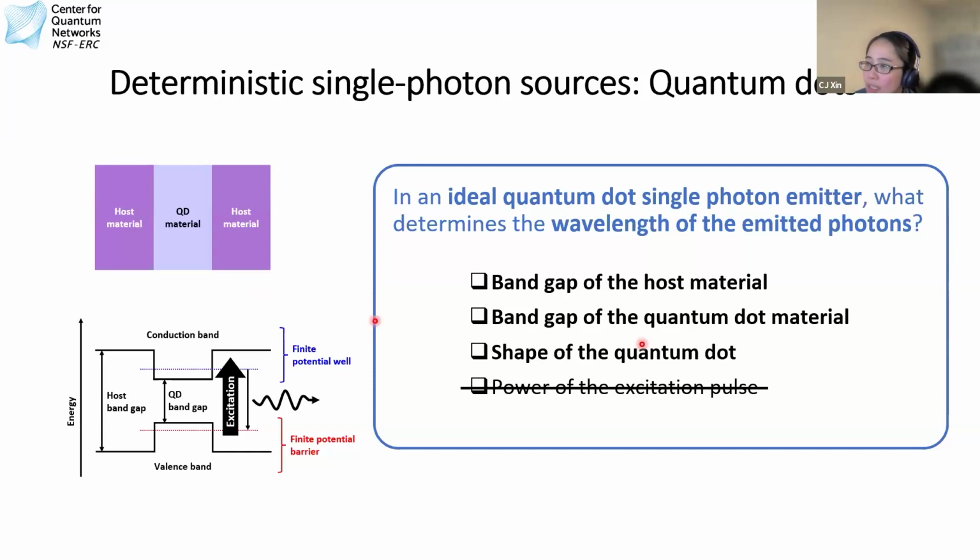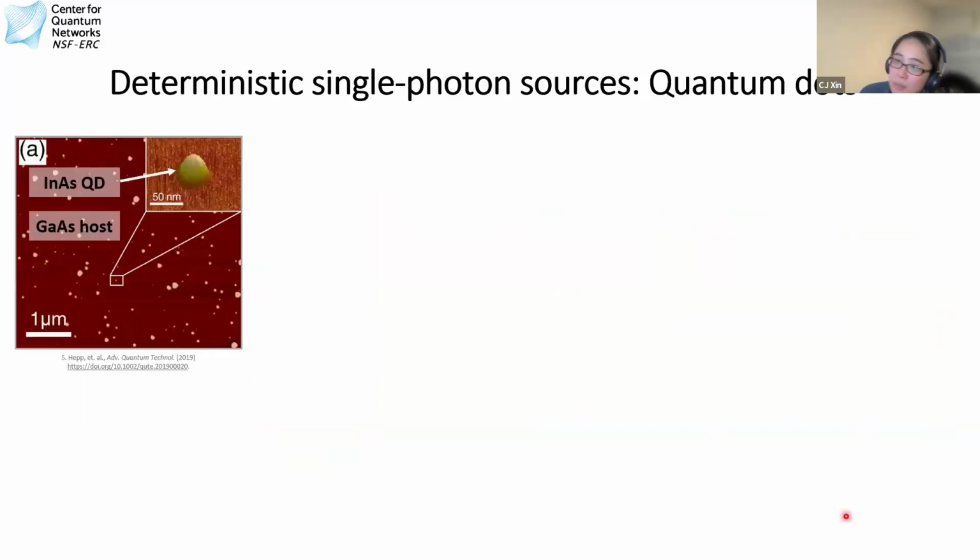So with that out of the way, let's move on from this terrible schematic to thinking about something real that someone has made. Let's look at a specific material and at what quantum dots normally look like. Here is an example of a quantum dot fabricated on a gallium arsenide host. The dot material is indium arsenide, and this is before it's capped.